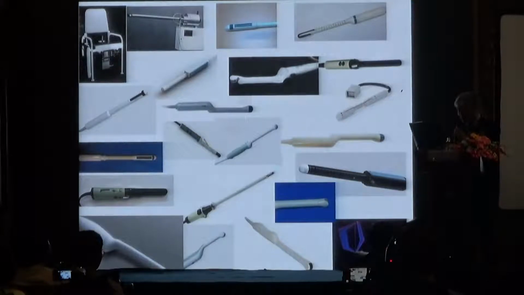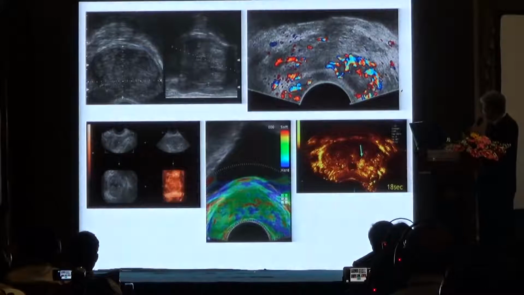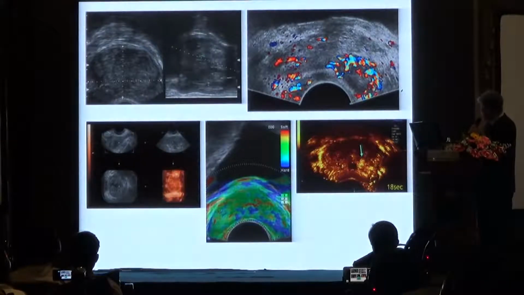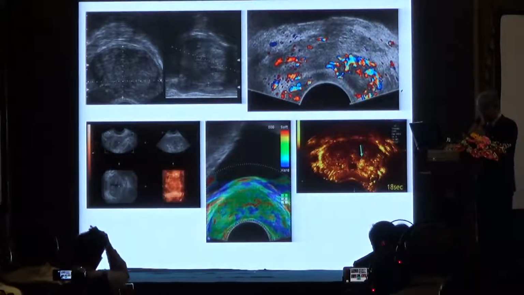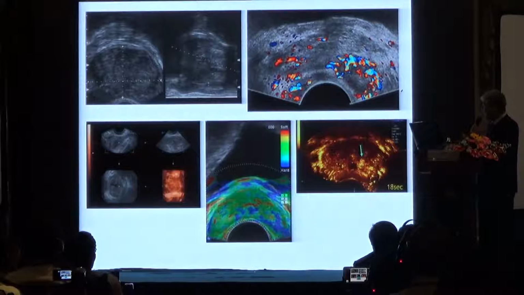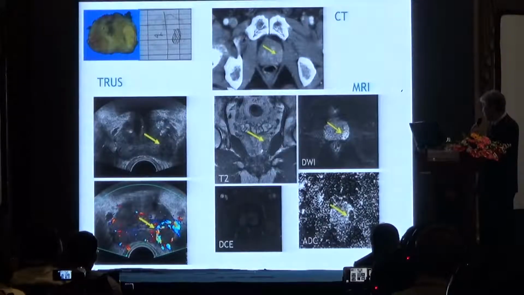After that, there were various modifications of transrectal ultrasound transducers, like 3D, but the most popular one at this moment is the end-firing system. We can use grayscale, Doppler, 3D, elastography, and contrast-enhanced ultrasound. Those are the techniques we can use with transrectal ultrasound to evaluate the prostate.